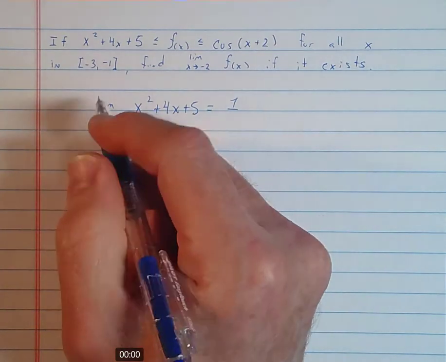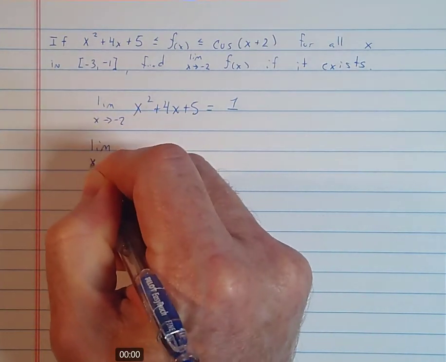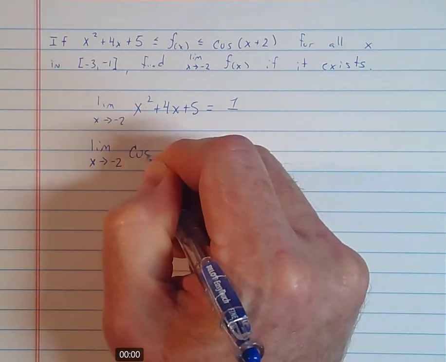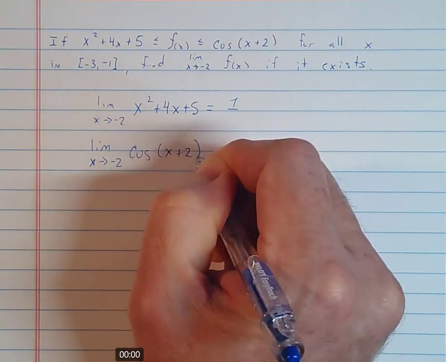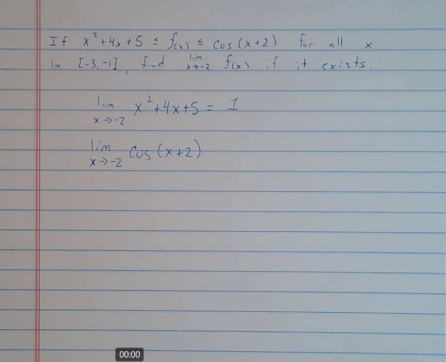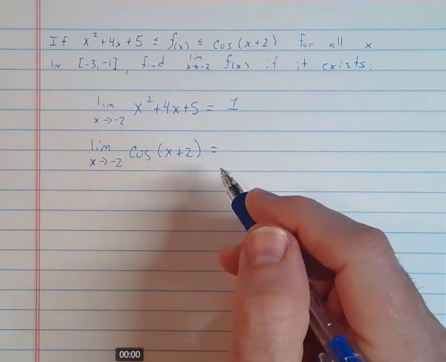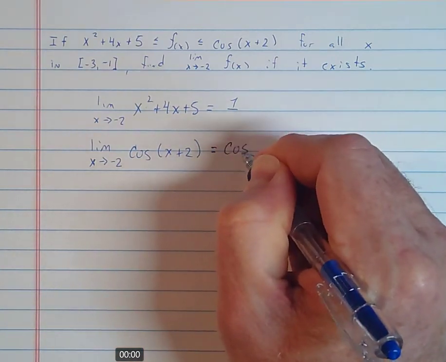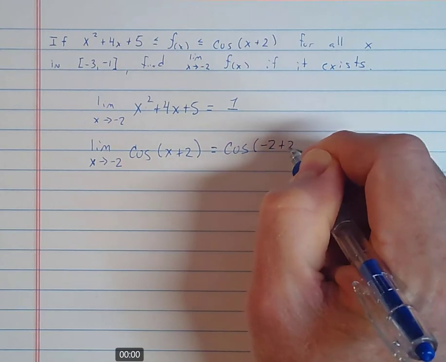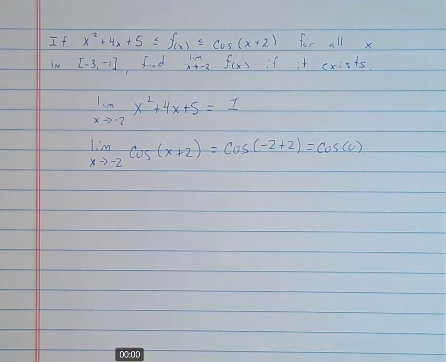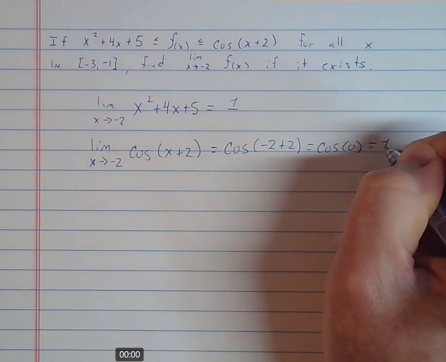Okay. What about the limit as x approaches -2 of cosine of x plus 2? Well, it looks like we can do simple substitution here as well. This would just be cosine of -2 plus 2, which is cosine of 0. And we know that cosine of 0 is equal to 1.